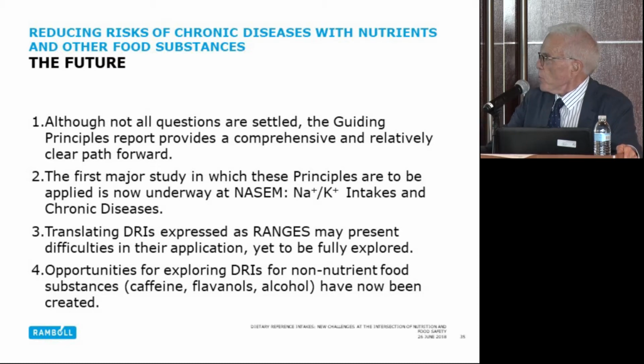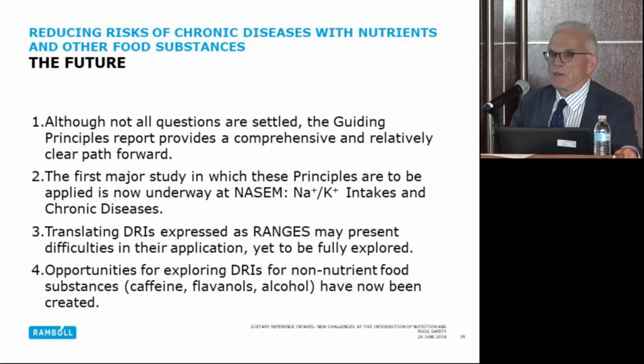I've already mentioned the sodium-potassium study, which is already underway, expressing these DRIs as ranges is no doubt going to express, I think the sponsoring agencies in the government are already worried about this. What are we going to do with ranges, not point estimates? The Guiding Principles does not answer that question about how implementation here, useful implementation of these can occur.